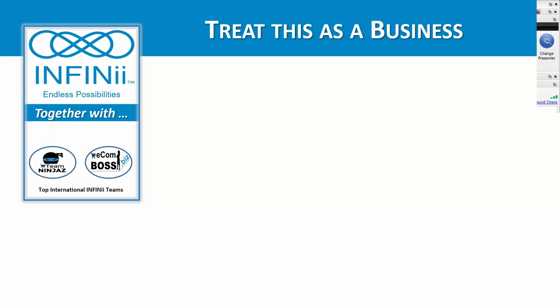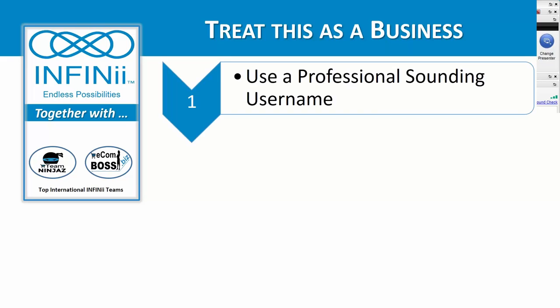So to start, the first thing that I did when I started my e-commerce business was basically to treat it as a business. Don't treat this as a hobby whenever you have time, because that's exactly how you will learn, or how you will earn, I'm sorry. Treat this as the business that it is. So the first thing that I did was basically I changed the username on the eBay account that I had. I changed it to something that sounded more professional, that sounded like a company.